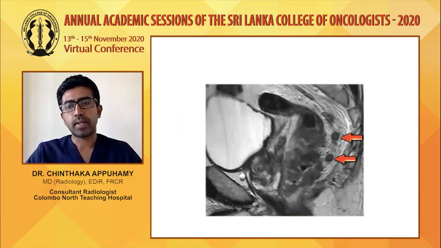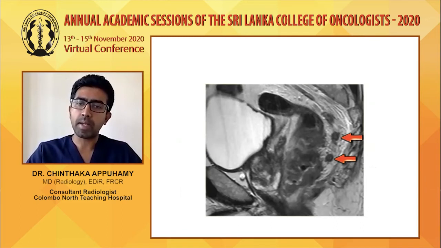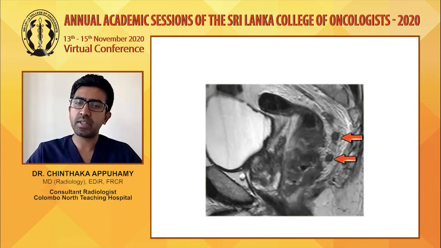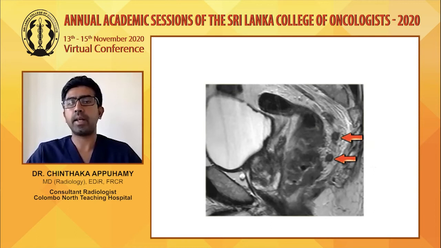This T2-weighted sagittal MRI image shows multiple enlarged, rounded, and ill-defined lymph nodes within the mesorectal fat. When we see these chains of nodes, they are always suspicious, and you need to grade them properly.